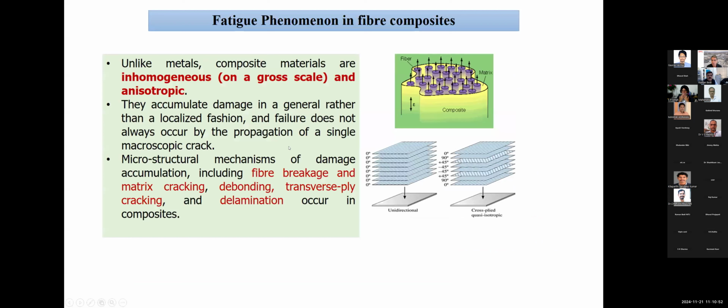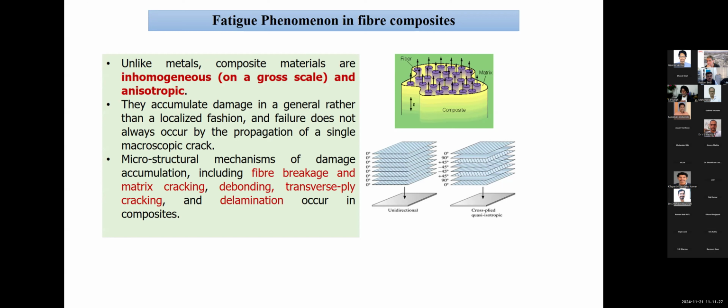So the basic difference now, between fatigue phenomena in metals and composites, is that unlike metals, composite materials are inhomogeneous and anisotropic. And another difference is that they start accumulating damage in a general fashion rather than a localized fashion. Localized means, in our previous slide, we have seen that there was one crack which was propagating, and that crack after propagation caused fatigue failure in a metal. The same thing is not true for composite materials, because you have multiple sites.